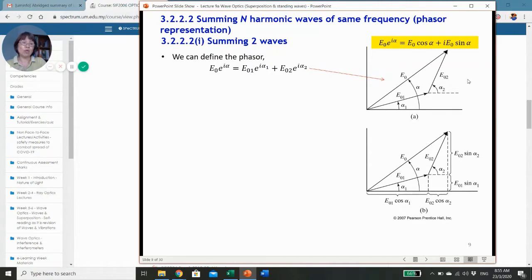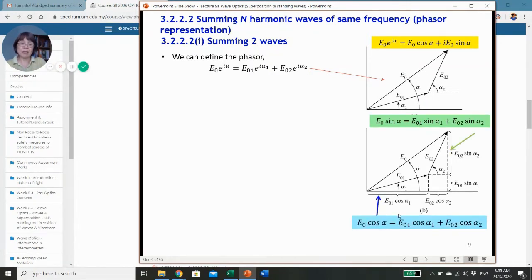Now, if we resolve all this into the imaginary and the real components, this is what we have. So for this component, we will have E01 cosine alpha 1 and E01 sine alpha 1.